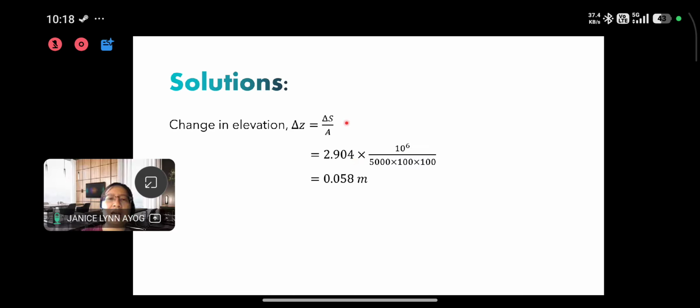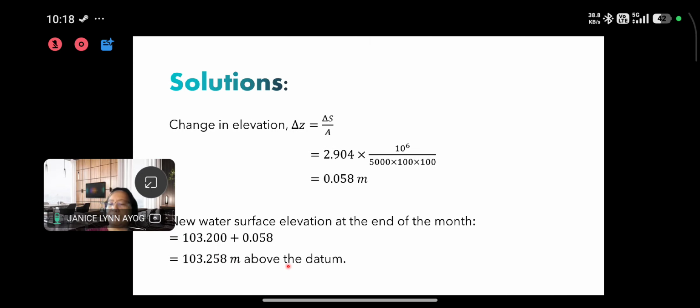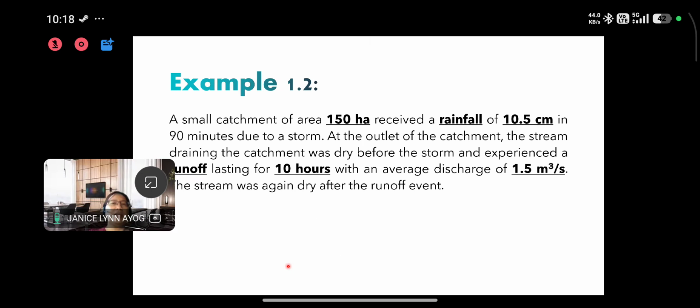And eventually you will get 0.058. The new water surface elevation at the end of the month is 103.2. That is the initial water surface plus 0.058, and you will get 103.258 meter above datum. Let's have a look at example 1.2.